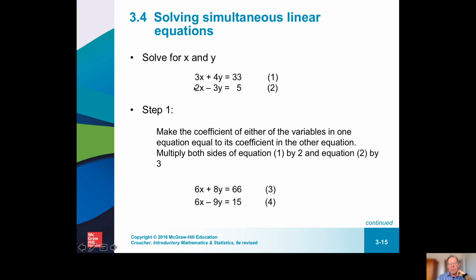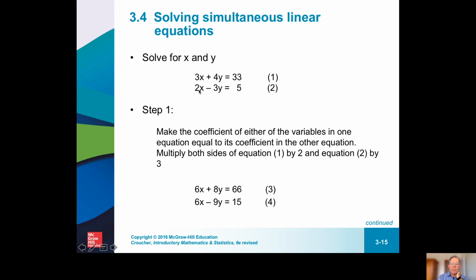Let's do the multiplication method, and we're trying to find a common denominator between these two. It looks like if I multiply this whole equation by 2, I'll get 6x, and if I multiply this other whole equation by 3, I will get 6x as well. So we'll have the same expressions, if you like. So I'm going to multiply this by 2. 2 times 3x is 6x. 2 times 4y is 8y, 33 times 2 is 66.